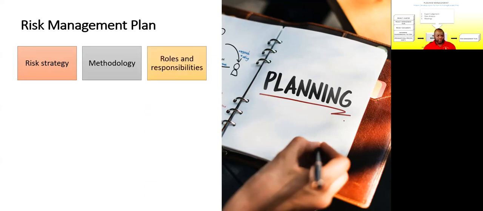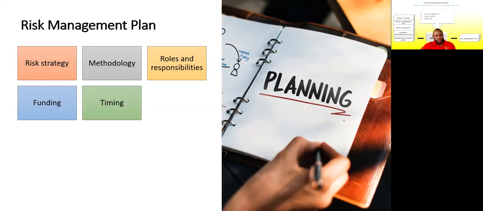What about the roles and responsibilities? Who does what in the risk management activity set that you are using? What about funding? Identifies the funds needed to perform activities related to risk management. You got to know where the money is coming from. You got to know the timing. How often are you going to do these risk activities? And then you need to have categories to break down your risks so you can categorize them as needed. What do these categories look like? Take a look at page 406.